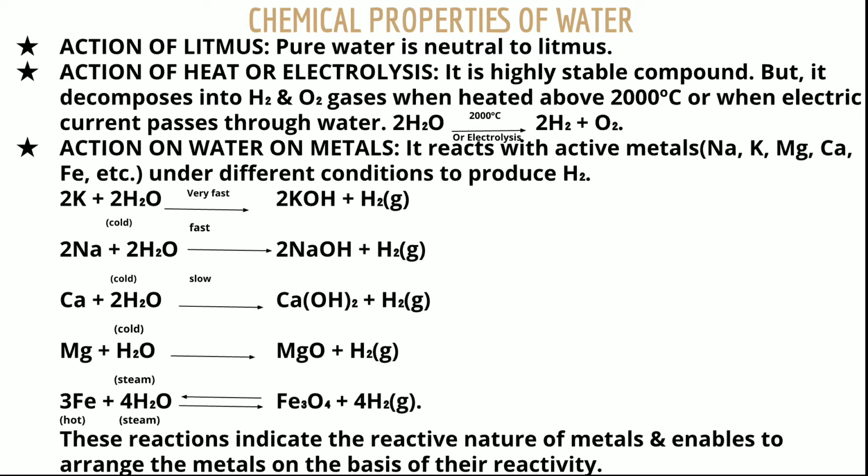Then iron. Hot iron is required for this reaction to take place, and steam is required. Hot iron reacts with steam to form tri-iron tetroxide, and hydrogen is liberated, but this reaction is a reversible reaction. When conditions are reversed, it will again go back to the reactants, that is iron and water.